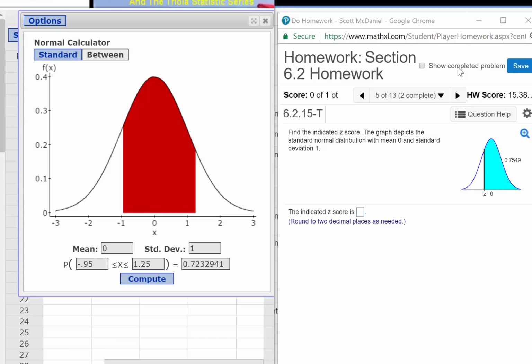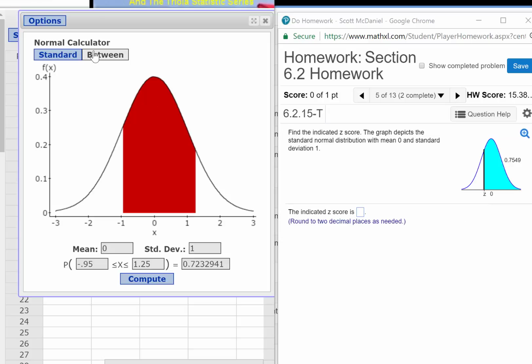This one says find the indicated z-score. The graph depicts the standard normal distribution with a mean of 0 and standard deviation of 1. So this one's a little different than the last ones we've been doing, right? Here we're given the area and we need to find the indicated z-score.